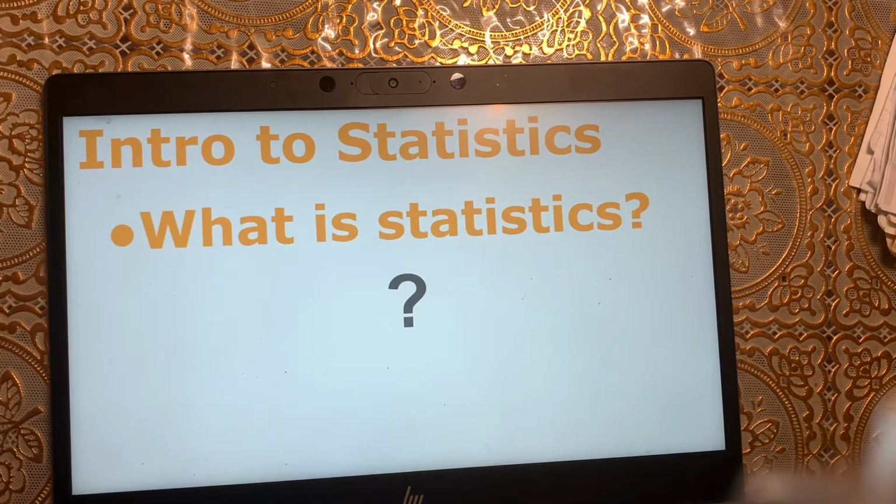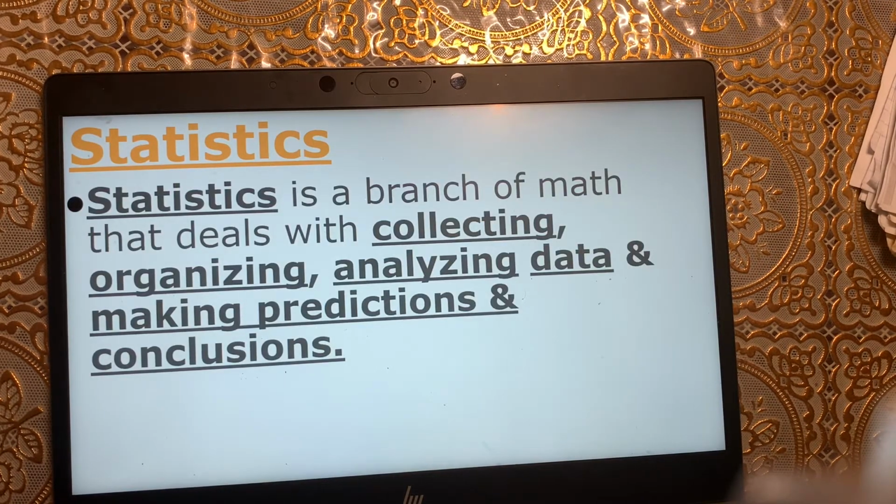Okay. So first of all, what is statistics? Statistics is just a branch of mathematics. It is about collecting, organizing, analyzing data, and making predictions and conclusions from the data you collected. This is all about what statistics means.